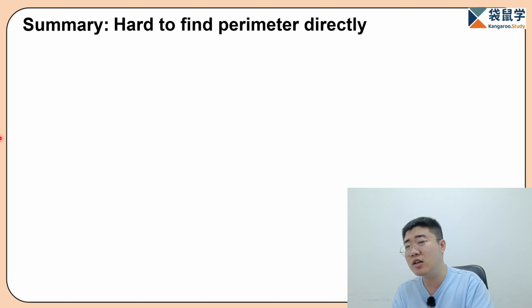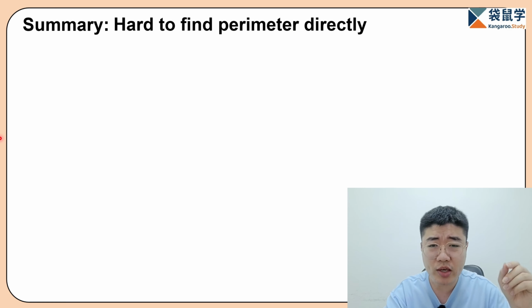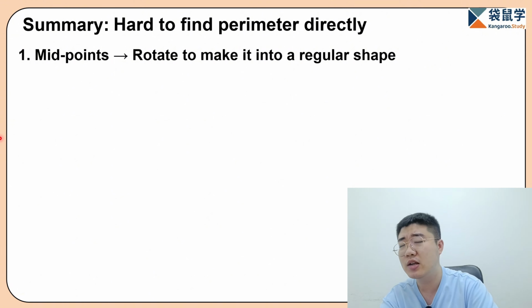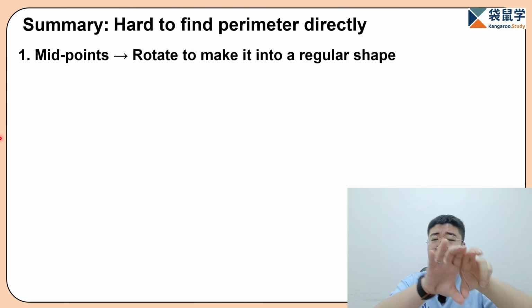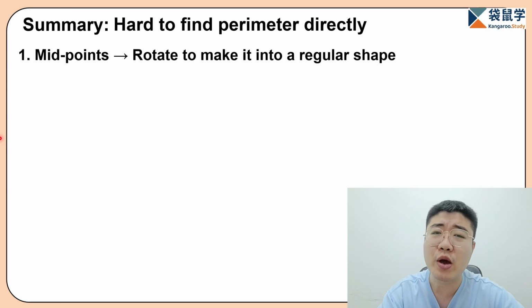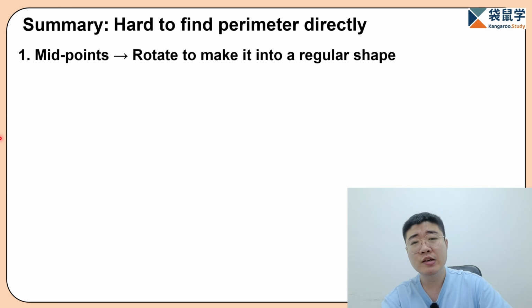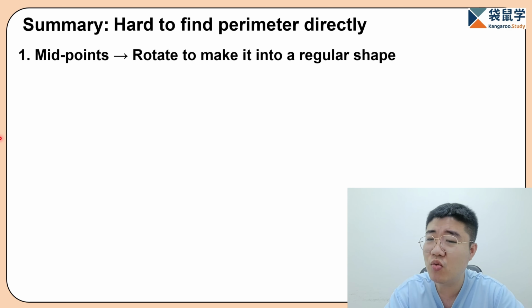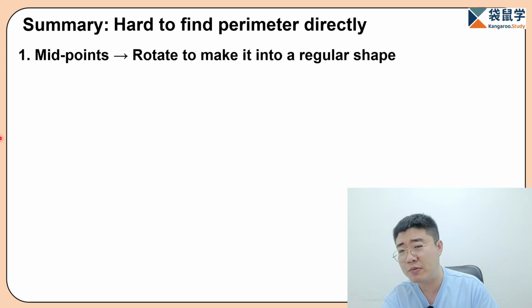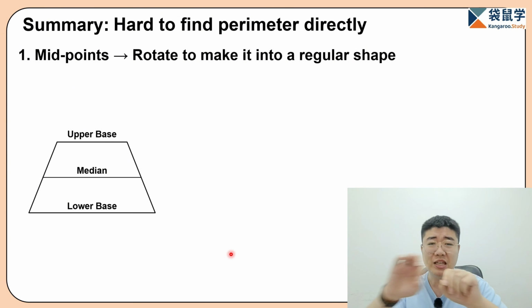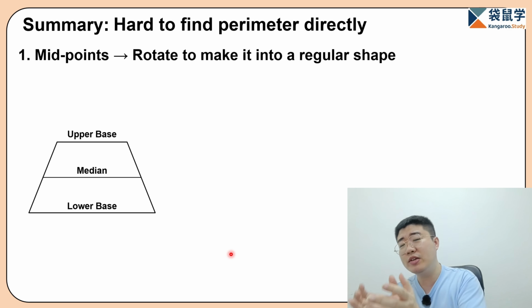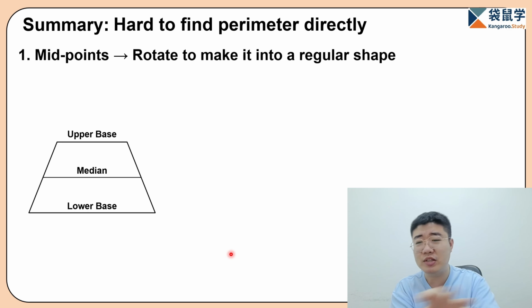Whenever this is the case, we can try to rotate the figure. From the midpoints, you rotate half of the figure to the other side. This way, the final figure will be a regular shape. This will work for all trapezium. In this trapezium, we have the 3 lines here: the upper base, the lower base, and this middle line, which is what we call the median. Like we said just now, you rotate the bottom half to the other side.